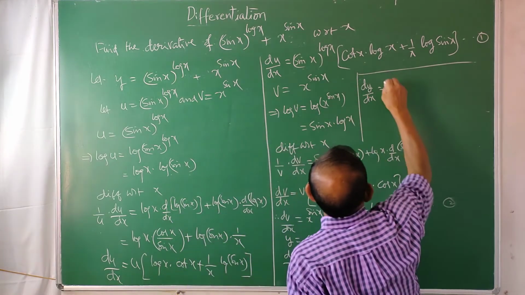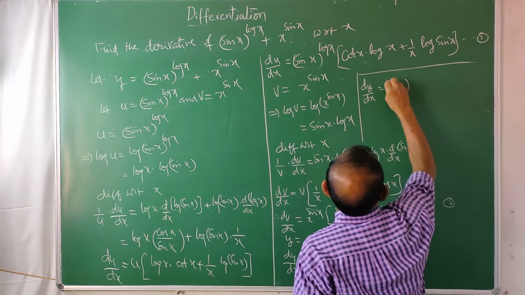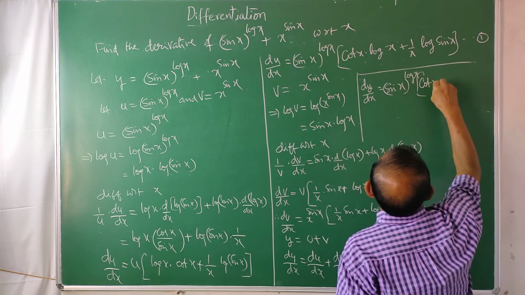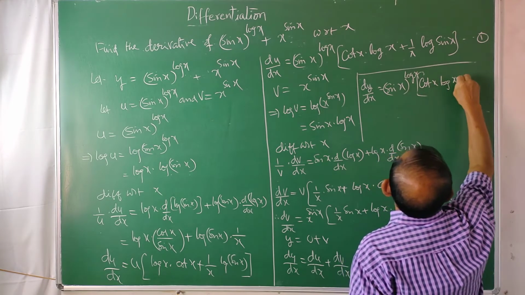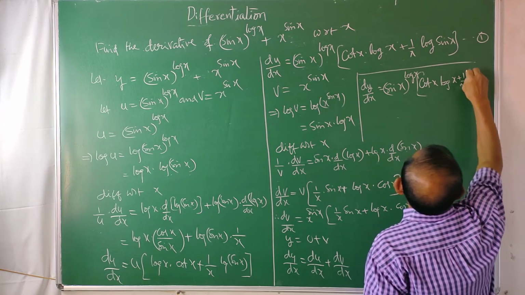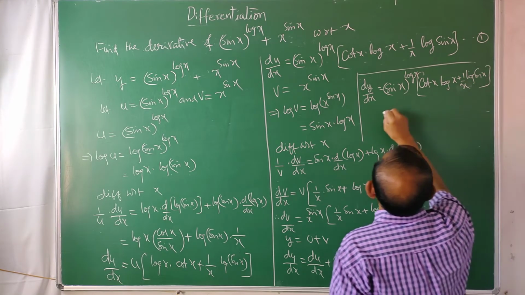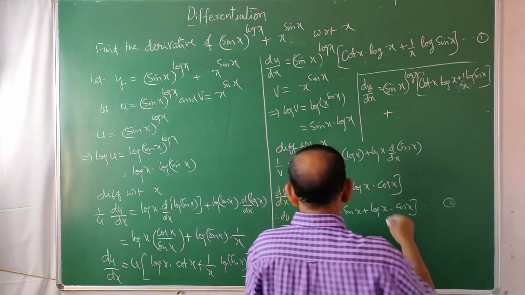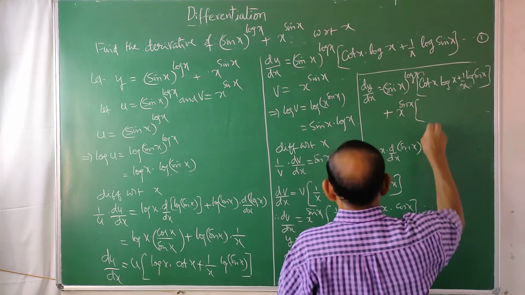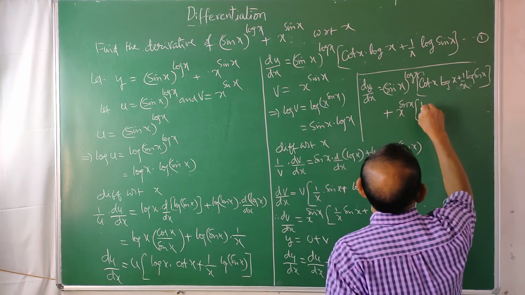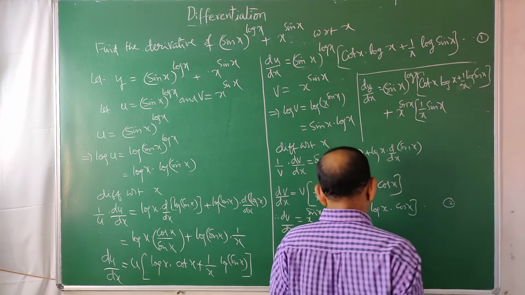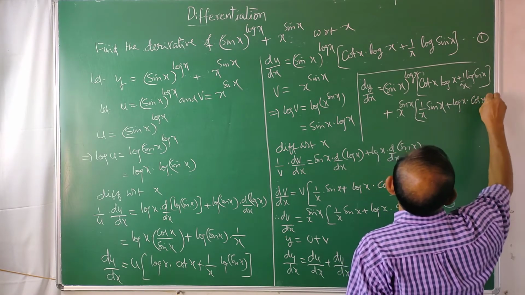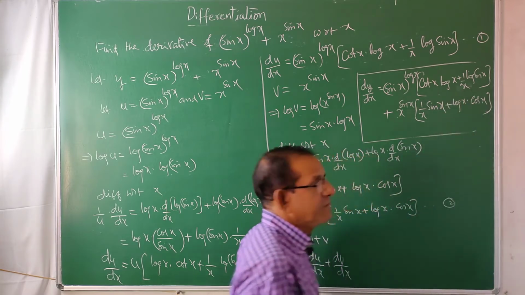This is (sin x) power log x, (sin x) whole power log x into cot x into log x plus 1 by x into log of sin x, plus dv by dx, this one from 2, x power sin x into 1 by x into sin x plus log x into cos x. So this is the value of dy by dx.